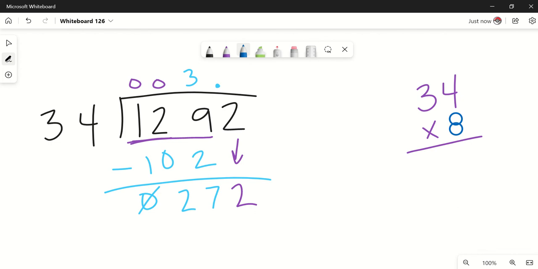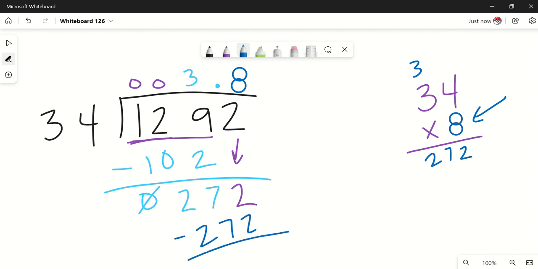8 times 4 would give me 32. Carry the 3. 8 times 3 would give me 24. Plus the 3 would give me 27. And look at that, I did a really good guess. It will go in 8 times, which is 272. When I subtract, I have nothing left over. My answer should be 3.8.